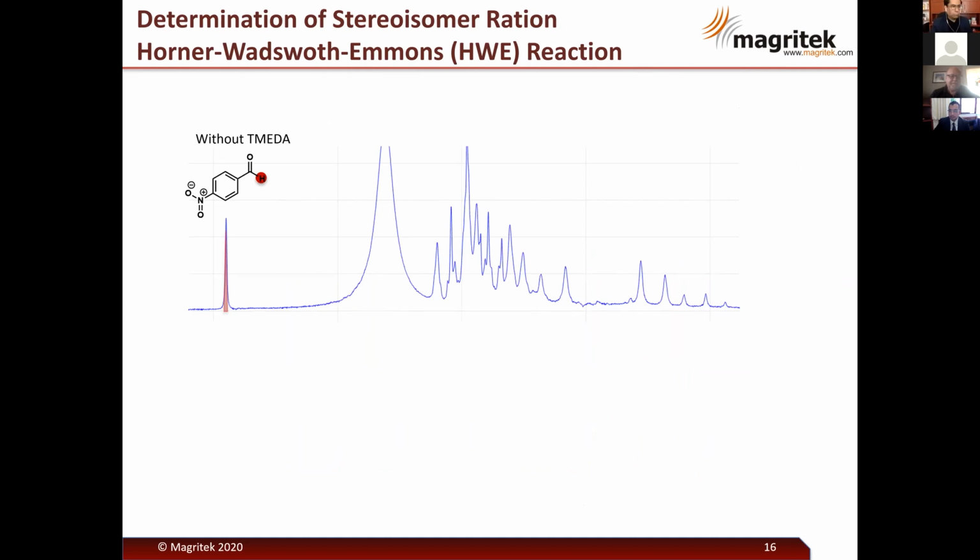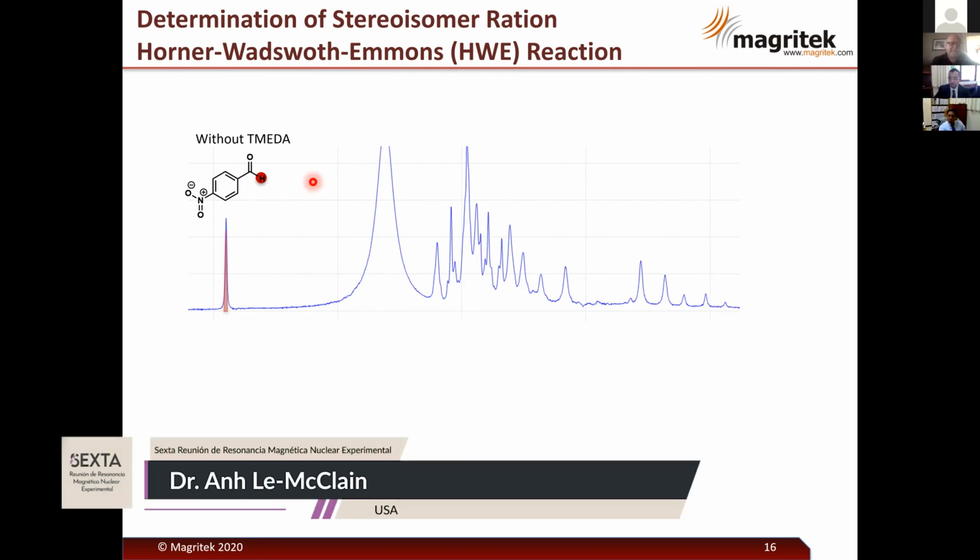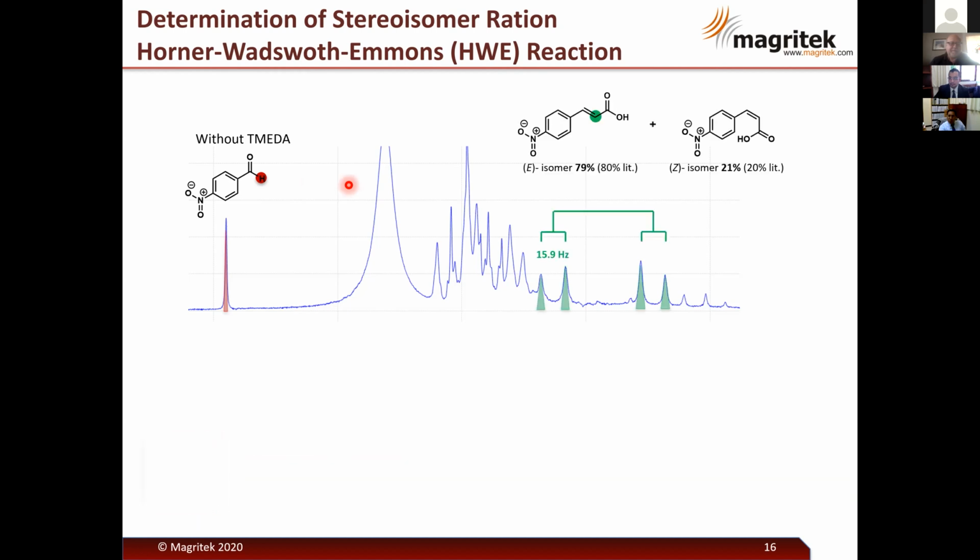All right, so this is a 1D proton spectrum of the reaction mixture without T-meta. Without T-meta, we would observe the formation of both E and Z products. We can identify the signal belonging to the vinyl group of the E product here with a coupling constant of about 15.9 hertz. The Z product can also be identified with a coupling constant of 12.7 hertz. We can quantify the concentration of each of them, which comes out to be 79% E and 21% Z, and this is comparable to the literature value reported.